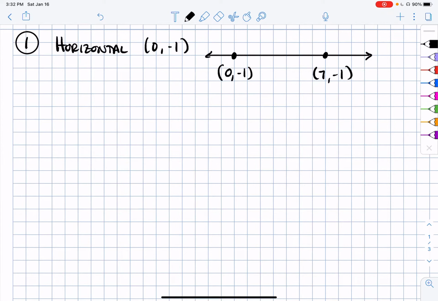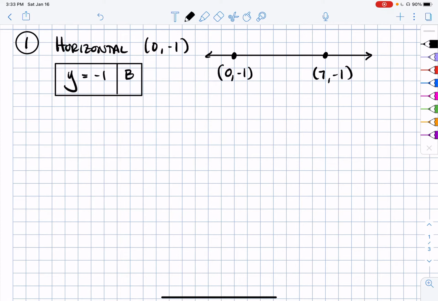If you notice that it doesn't go up or down, so my y value wouldn't change, only my x value would change. So what stayed consistent? My y value stayed consistent, and it stays at -1. So that is the equation of this line. So that's choice B.